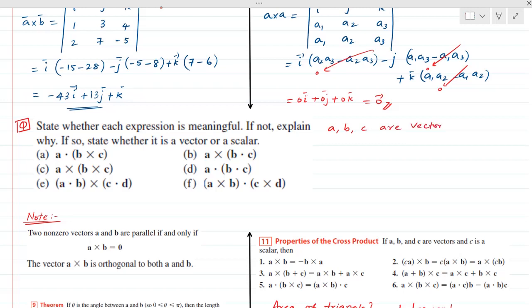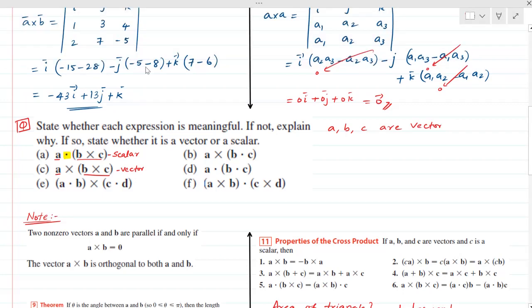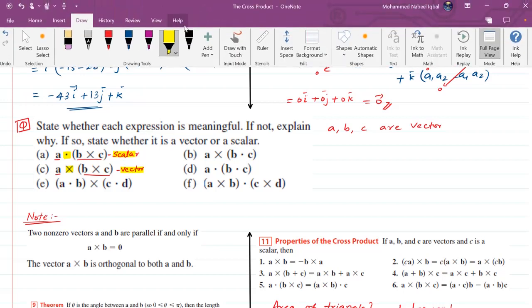Now, if you take a cross product, you will get a vector. Vector dot product vector, you will get a scalar. Now, this is a vector when you take a cross product. This A is already a vector. If you take a cross product of these two, you will get a vector. This is a very important thing here: the dot product always gives a scalar, while the cross product of two vectors is a vector. Now, let us take the next one.